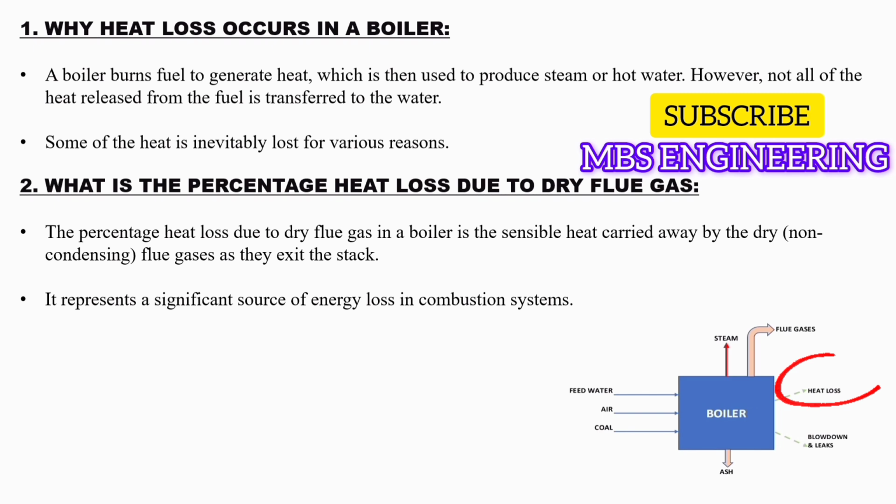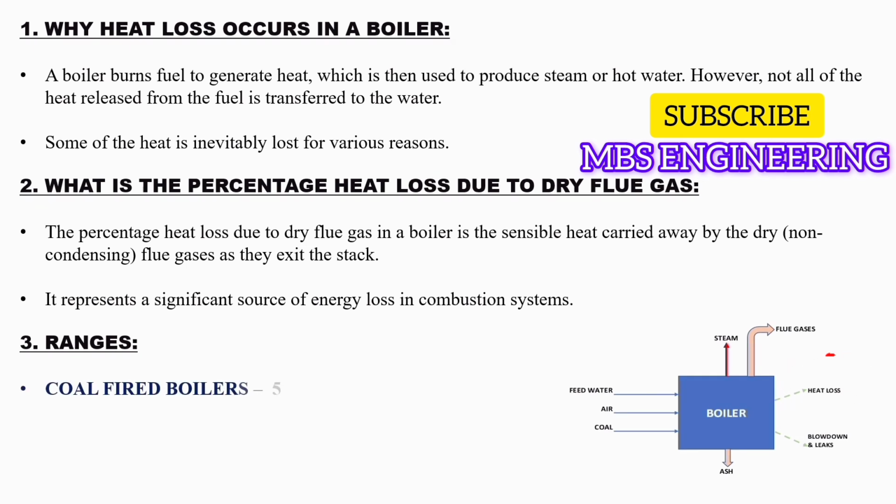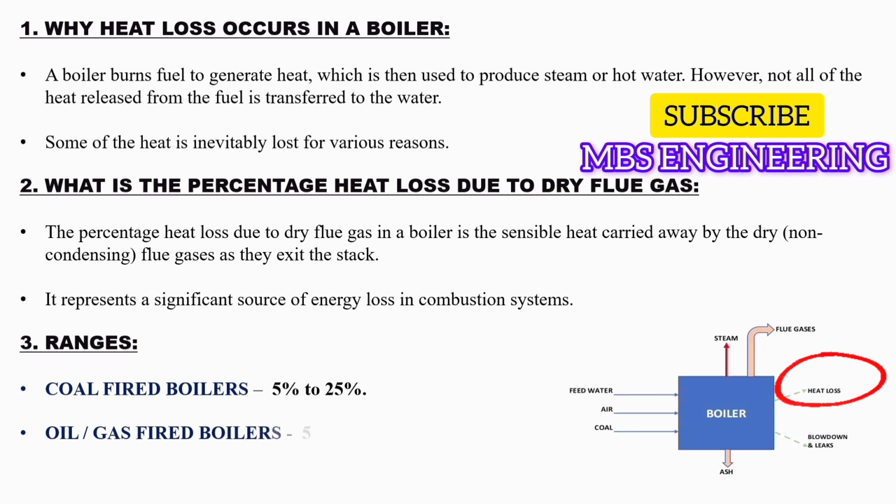Next, we will learn and understand the ranges of the percentage heat loss due to dry flue gas in a boiler system. In coal-fired boilers, the percentage heat loss due to dry flue gas is normally in the range of 5% to 25%. In oil and gas-fired boilers, the percentage heat loss due to dry flue gas is normally in the range of 5% to 15%.